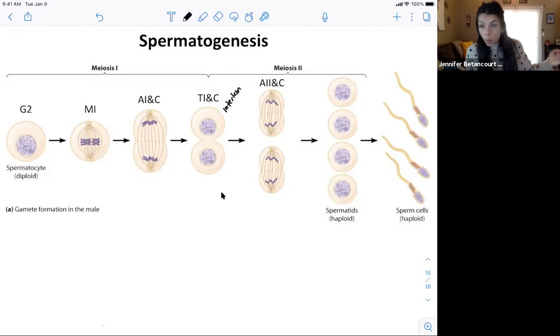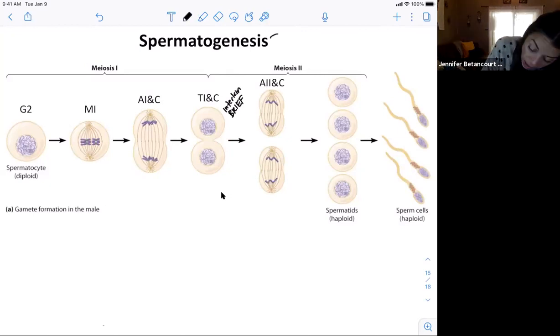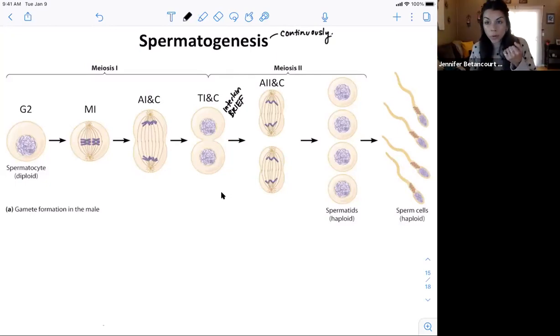For sperm, they go right through it. There's no gap phase. If anything, they're there very briefly, but it's not a very long time. So we'll just say extremely brief. And so for spermatogenesis, this happens continuously. No breaks, no pauses, nothing. Just start it, finish the project. And it's symmetrical.